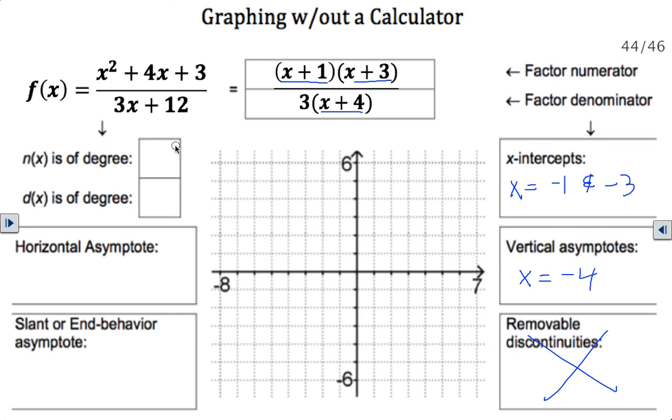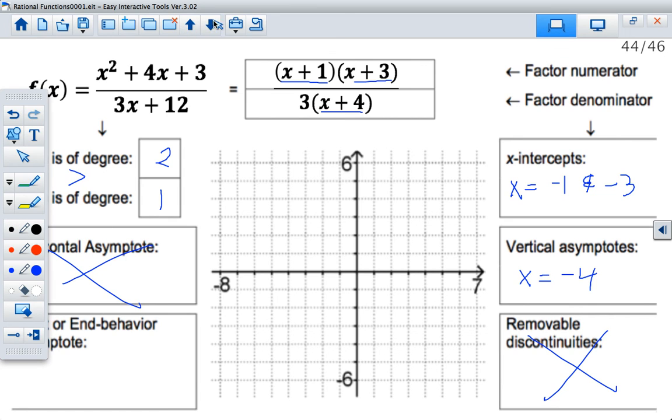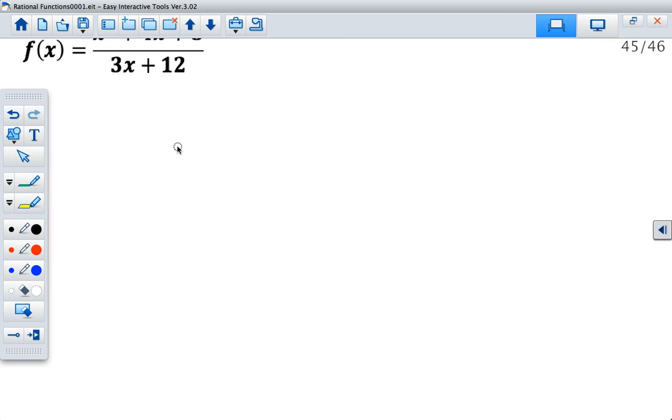Our numerator's degree is 2. Our denominator's degree is 1. Your numerator's degree is greater than the denominator's degree, so we will not have a horizontal asymptote. We will have a slant or end behavior asymptote. And again, to find that, you do either long division or synthetic division. So I need a new page to do that.